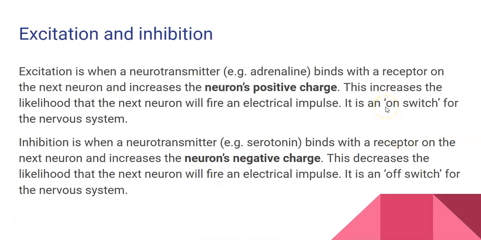You've also got these two terms, excitation and inhibition. Now, excitation is when a neurotransmitter binds with the receptors and it increases the positive charge on that cell. And this means that impulse is more likely to continue on. Whereas inhibition is when that neurotransmitter lands on the receptor and it's less likely to carry on. It creates a negative charge on that neuron. So it sort of switches off the nervous system.